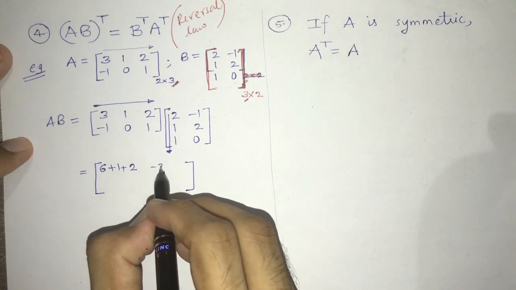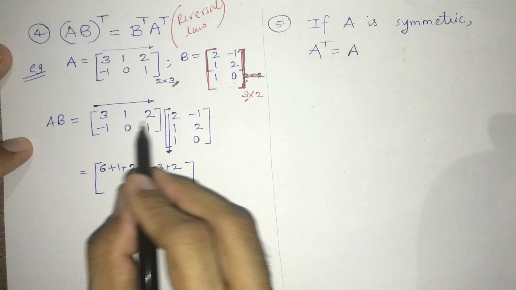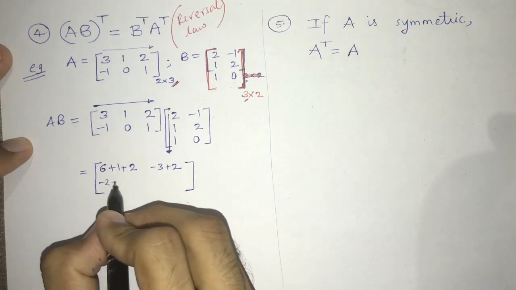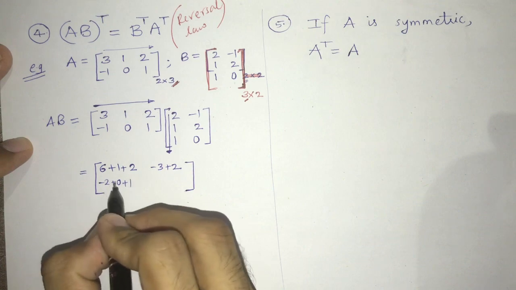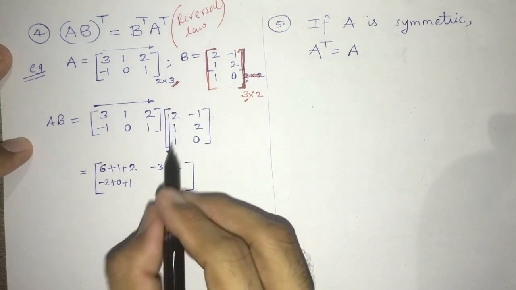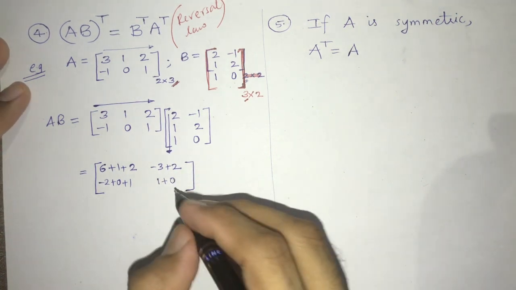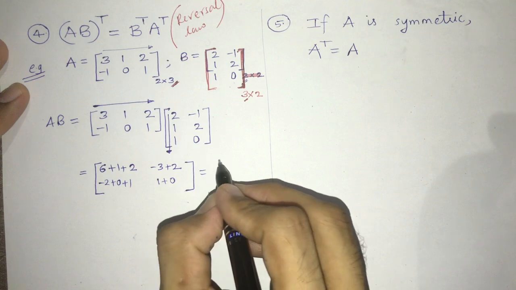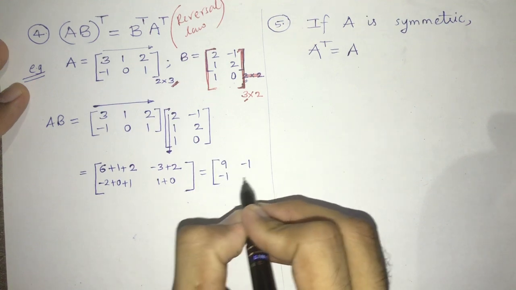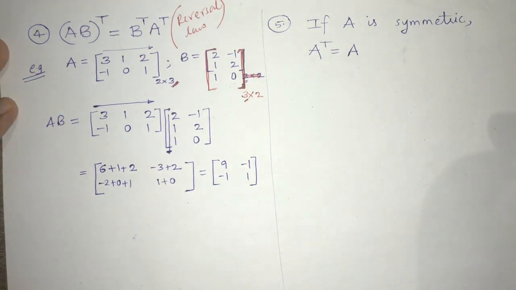So we have minus 3 plus 2, and then we have 0. Minus 2 plus 0 plus 1. Then we have 1 0 0. Right? And the final answer is going to be 9 minus 1 minus 1 1. That is AB.